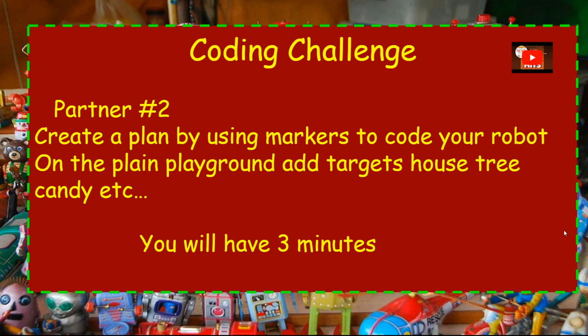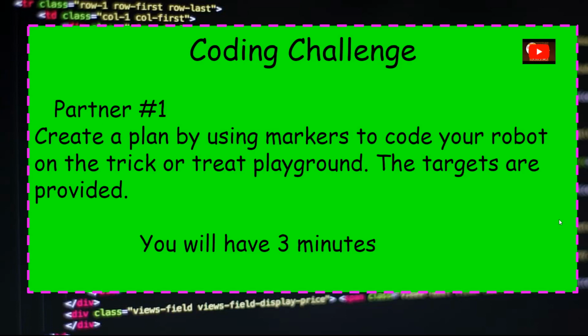Partner 2, create a plan by using the markers to code your robot, and on the plain playground, add targets: house, tree, candy, etc. Partner 1 will create a plan using markers to code your robot on the trick or treat playground, and the targets are provided.